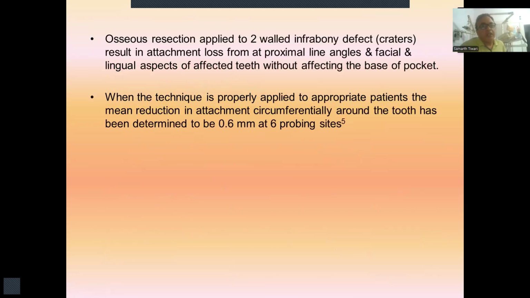Osseous resection applied to two-walled intrabony defects results in attachment loss from the proximal line angles and facial and lingual aspect of affected teeth without affecting the base of the pocket. When the technique is properly applied to appropriate patients, the mean reduction in attachment circumferentially around the tooth has been determined to be 0.6 mm at 6 probing sites.